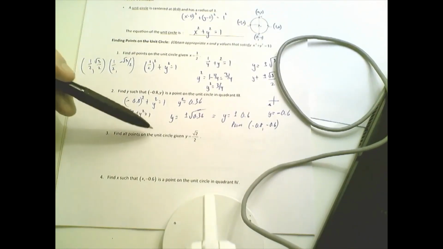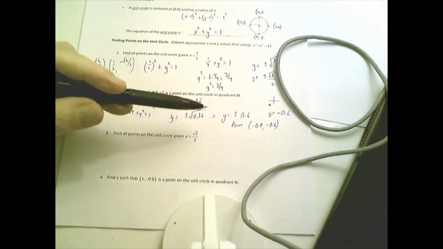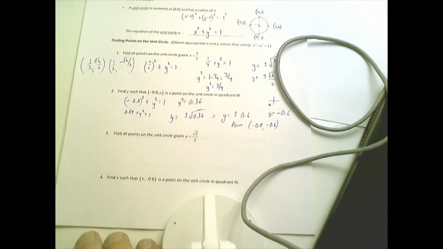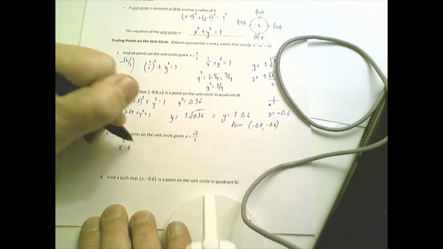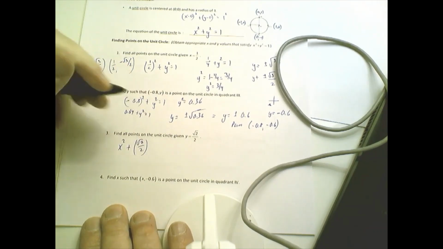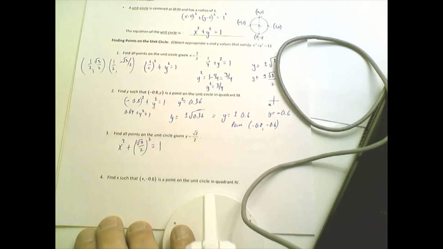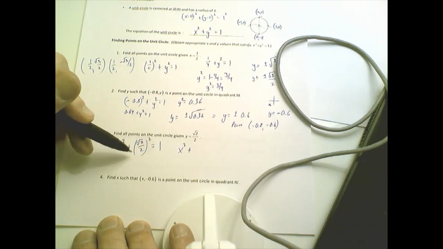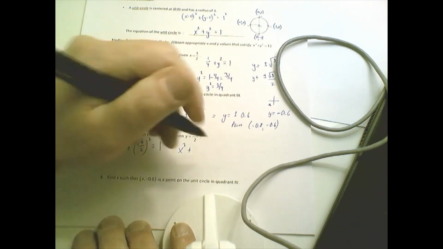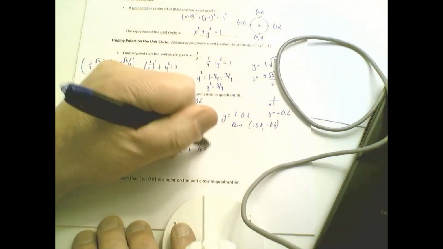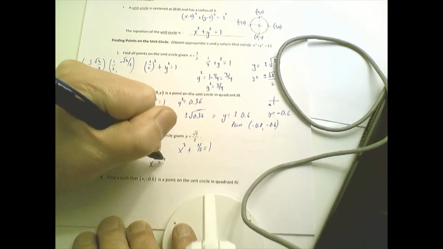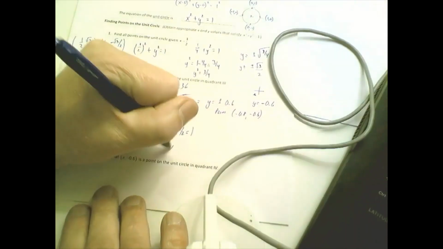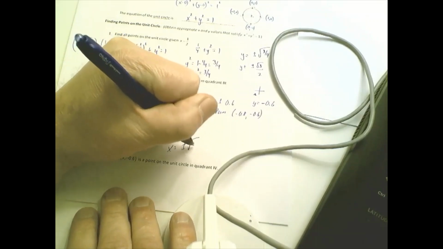Find all points on the unit circle given y equals the square root of 2 over 2. Okay, algebraically, let's solve that. x squared plus y squared equals 1. x squared plus the square root of 2 over 2, squared, equals 1. x squared plus square root of 2 times square root of 2 is 2, 2 times 2 is 4, so 2 fourths, or 1/2, equals 1. Subtract 1/2 from each side. x squared equals 1/2.